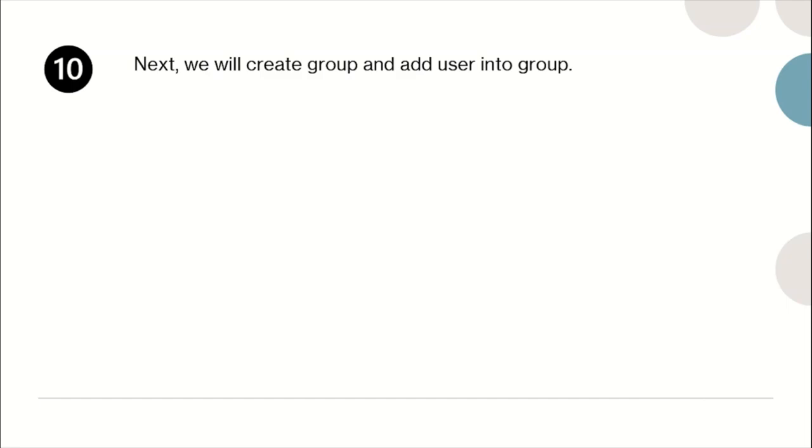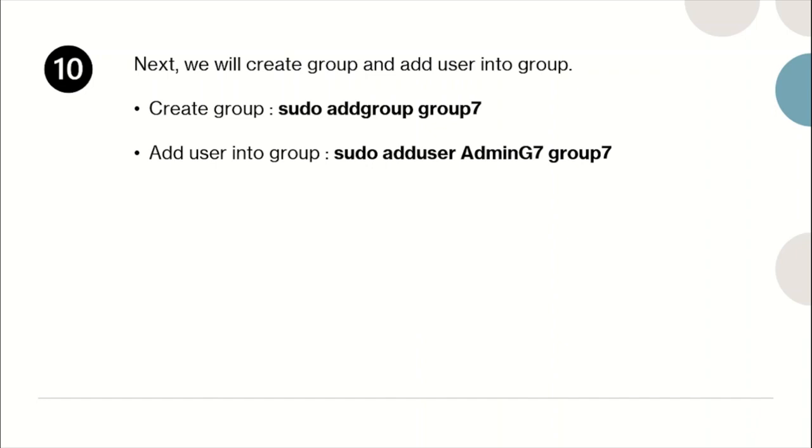Next, we will create a group and add the user into the group. To create a group, we will use the command sudo addgroup group7. To add the user into the group, we will use the command sudo adduser admin_g7 group7.